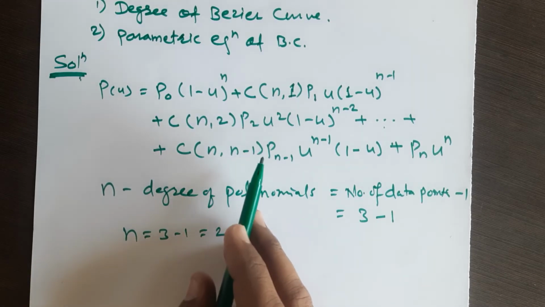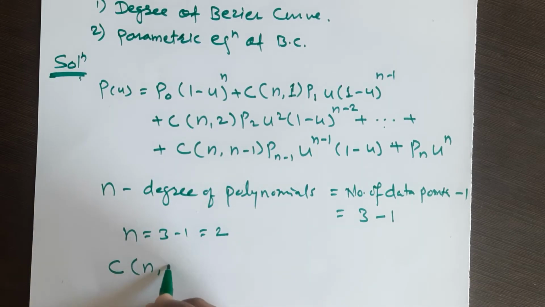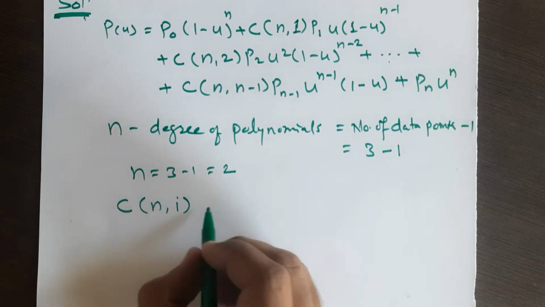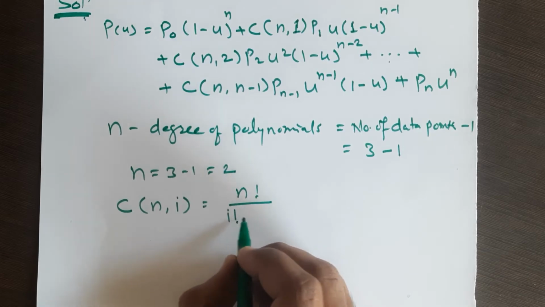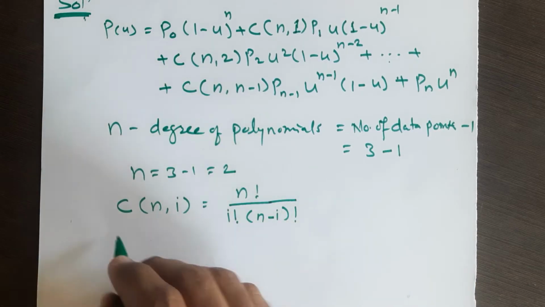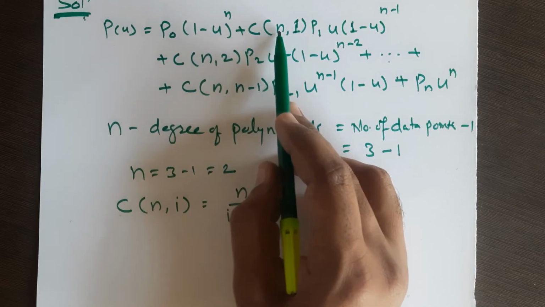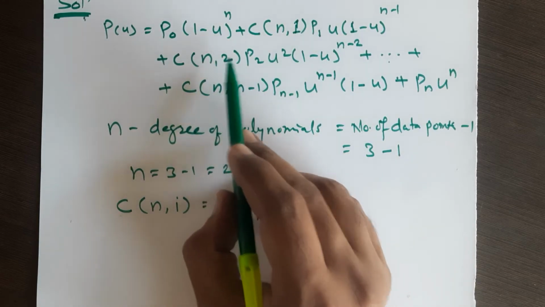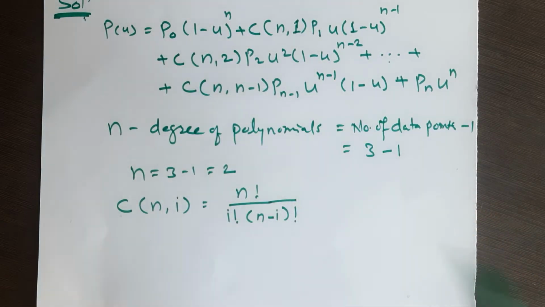So if we write this equation, one more thing is there, C. C(n,i) is given by n factorial divided by i factorial into (n minus i) factorial. By using this formula you can calculate C(n,i). Here n will be n and i will be 1, 2, 3, 4 like this, and C(n,1), then C(n,2), C(n, n minus 1), like this. So here you will get the value of C. Okay, in this case n is 2.